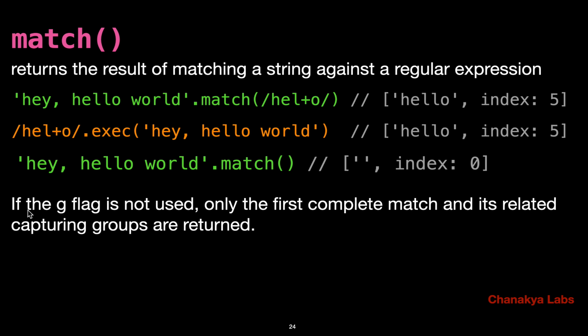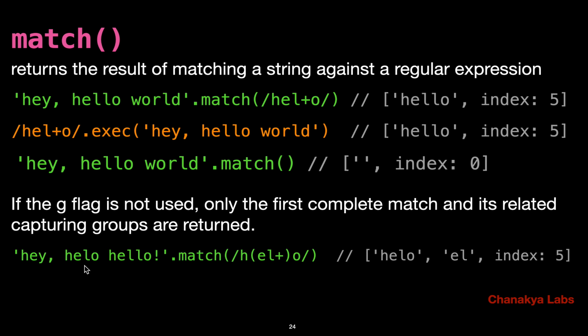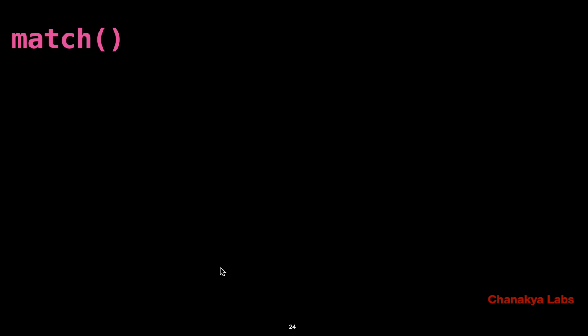Next, we can also use the g flag when this regular expression is provided. If the g flag is not used, then only the first complete match and its related capturing groups are returned. Let's say this string has two matches for this regular expression. HELO will match, and HELLO will also match, but it will only return the first match with this string. We also have matchAll, which we'll see later.